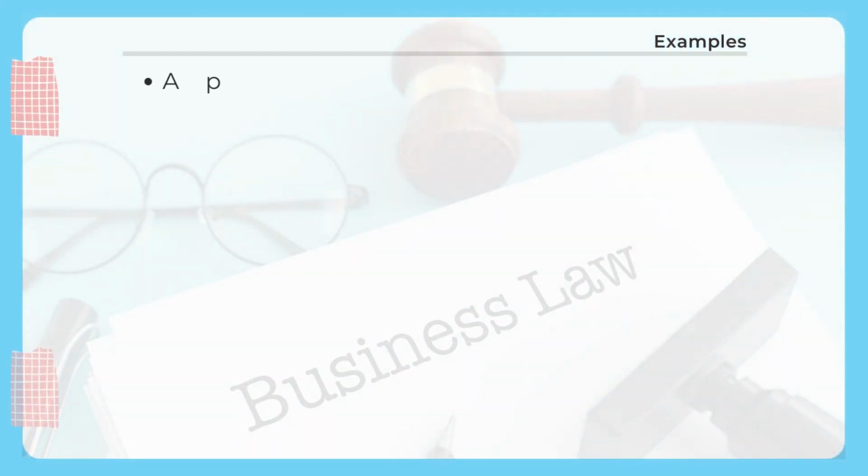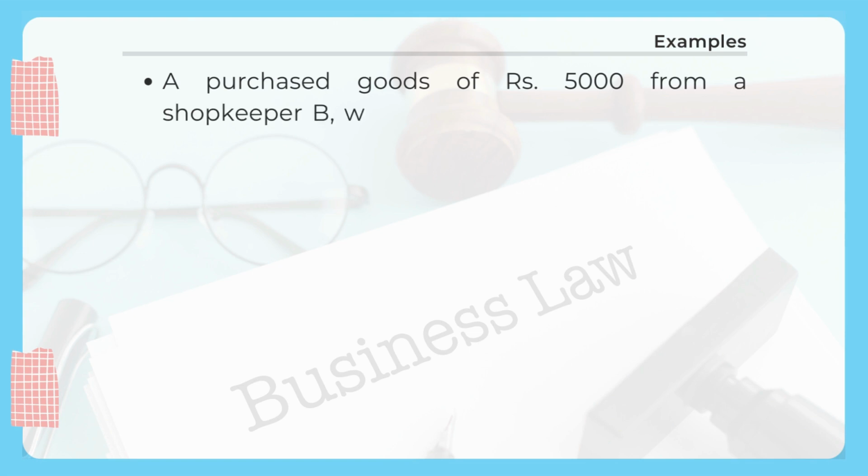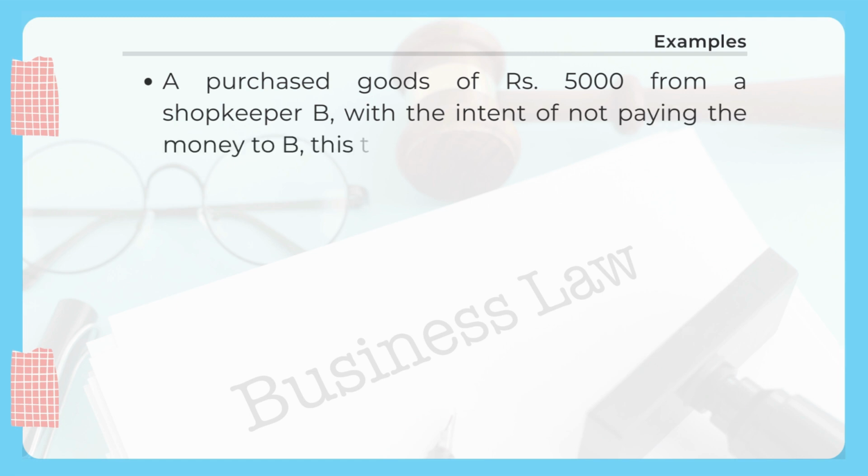So, look at these examples. A purchased goods worth rupees 5,000 from the shopkeeper B with the intent of not paying this money. So, he has purchased the goods, but he has an intention not to make the payment. I will pay later, I will pay tomorrow, I will pay next month. So, when you are not paying it, this type of act is fraudulent.